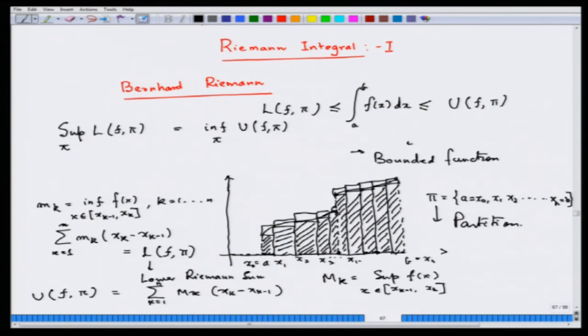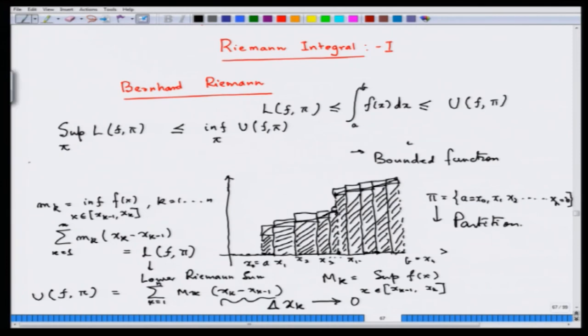And then I will partition in such a way that I make the interval lengths, that is between x_{k-1} and x_k, smaller and smaller and smaller. If I call this interval length delta xk, then I will make delta xk go towards 0. Then I will see what is the supremum of L(f, pi) and what happens to this. Of course, if you look at this inequality, it will always be like this.